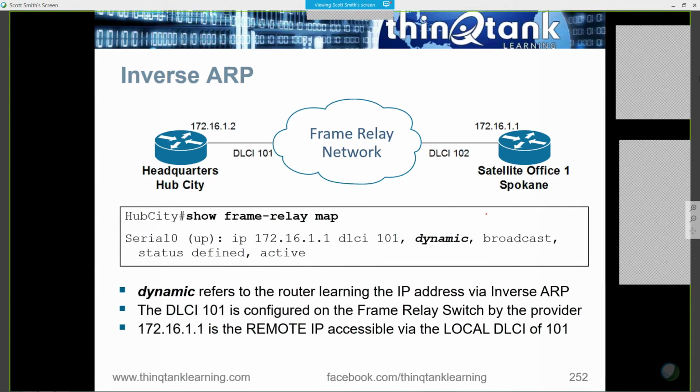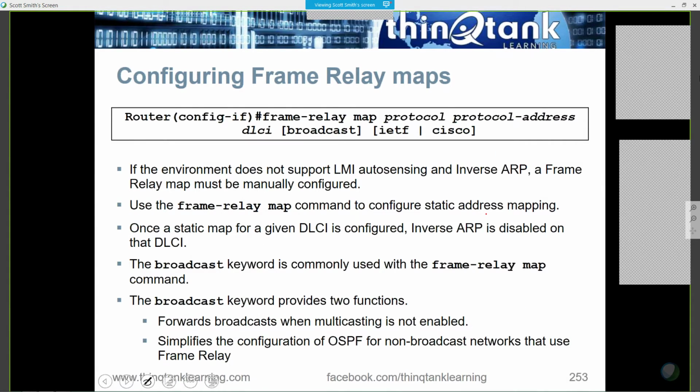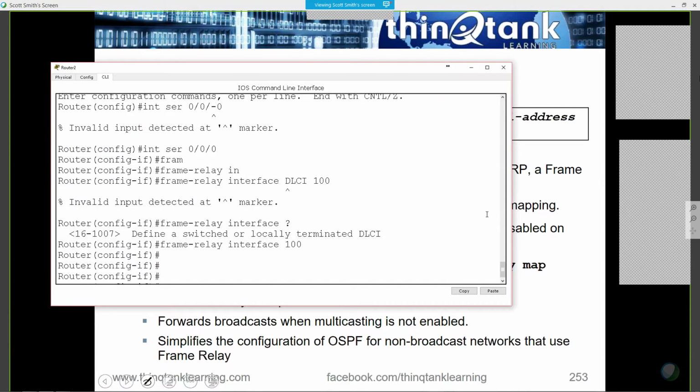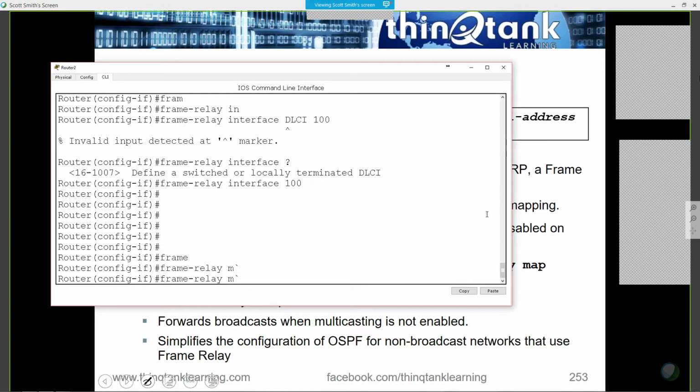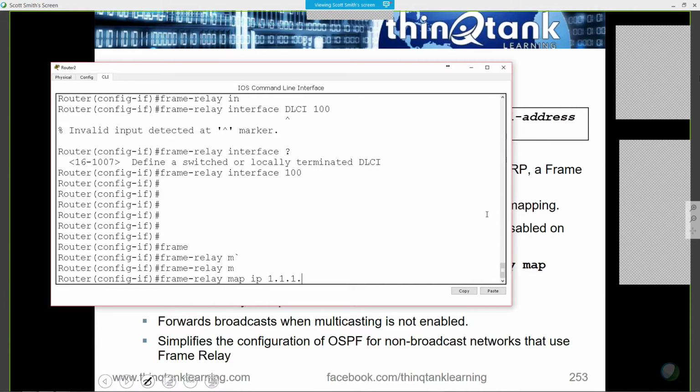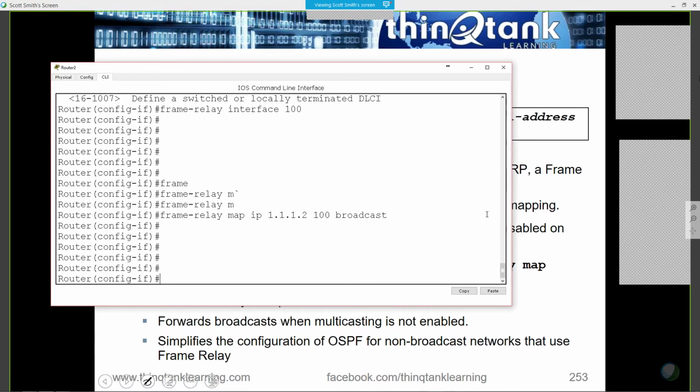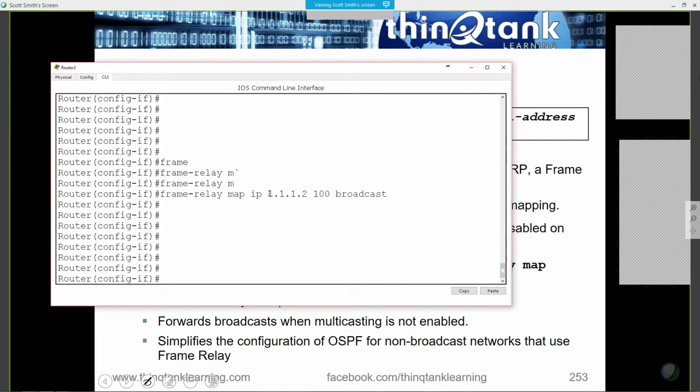All right. If you have to create a static map, you can create a static map. So let's say for some reason LMI is not working. It's like saying a dynamic routing protocol doesn't work, so you can do static routes. Frame relay map IP 1.1.1.2 100 broadcast. What does that command do? You created the map. I mapped the local DLCI to the remote IP. And I said that we can send broadcast over that map.